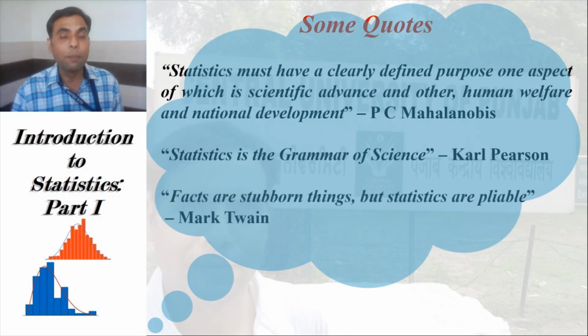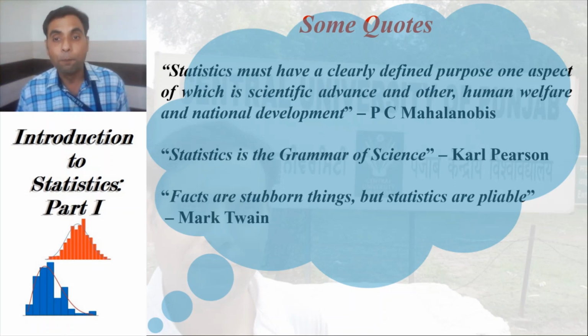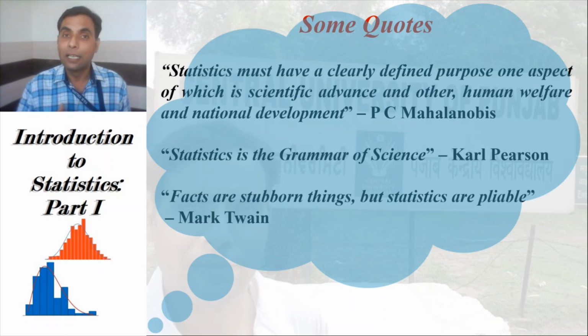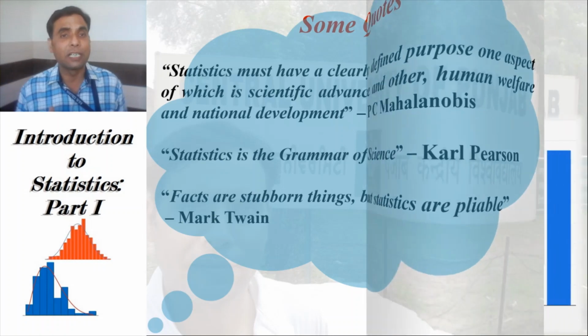And the third one is by Mark Twain. He said, facts are stubborn things. How are they stubborn? Facts means facts. If you know 7 multiplied by 2 will be 14, it's a fact. But statistics are palpable, meaning they are liable to speak something, they are liable to say something, they are liable to be manipulated, and inference can be drawn from the statistics. So these are the 3 important quotes as far as the introduction to statistics is concerned.